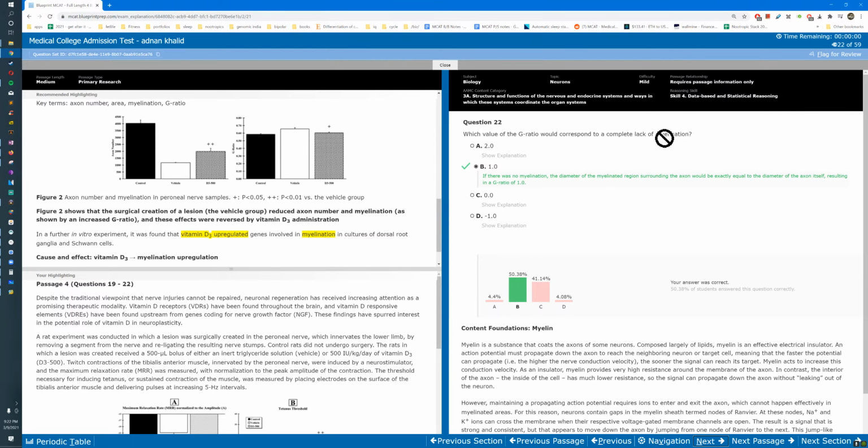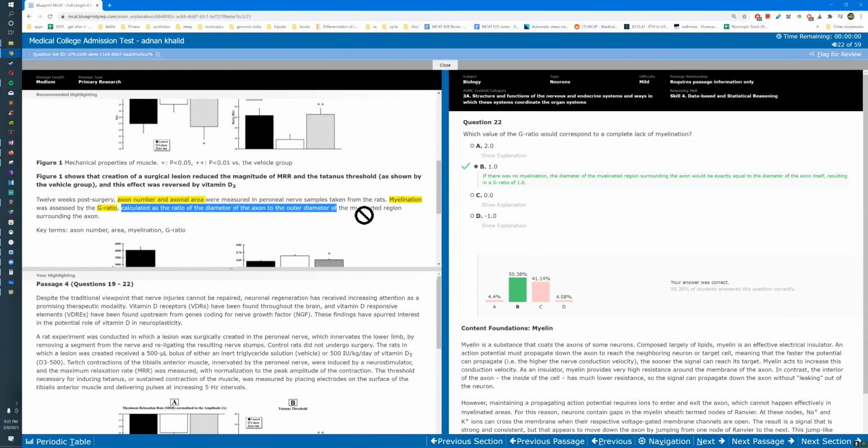G ratio to complete lack of myelination. Again, this you would get wrong if you messed up the G ratio thing, because again, it's an inverse kind of proportion. So G ratio is the ratio of the axon diameter to that of the outer diameter of the myelinated region, which is going to be obviously thicker, right? So as myelination goes up, it's gonna get smaller. If there's no myelination, there's no myelinated region. It's going to be the same thing as the diameter of the axon, hence 1.